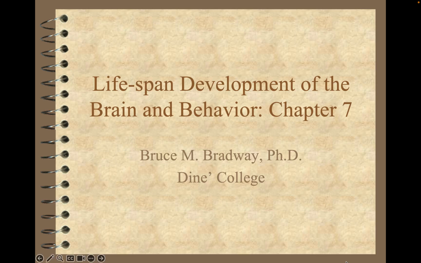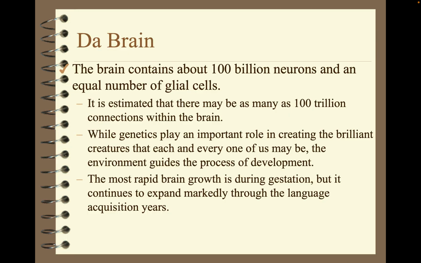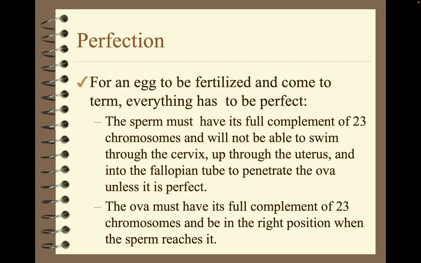Lifespan development of the brain and behavior. Chapter 7. The brain contains about 100 billion neurons and an equal number of glial cells. It is estimated that there may be as many as 100 trillion connections within the brain. While genetics plays an important role in creating the brilliant creatures that each and every one of us may be, the environment guides the process of development. The most rapid brain growth is during gestation, but it continues to expand markedly through the language acquisition years.